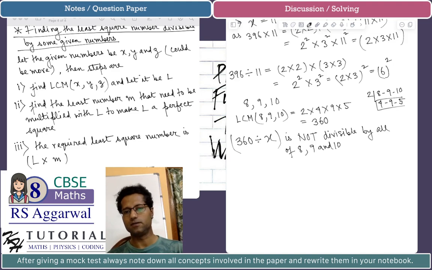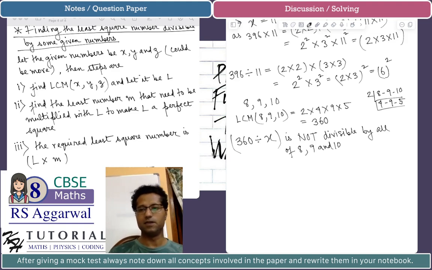360 is the LCM of 8, 9 and 10. That is the least number which is divisible by 8, 9 and 10. And the moment you divide 360 by some natural number greater than 1, that number will no longer be the LCM of 8, 9 and 10. That is, that number will not be divisible by all the numbers 8, 9 and 10. So you cannot divide 360 by some number to get a perfect square. You have to multiply with some number to get a perfect square.